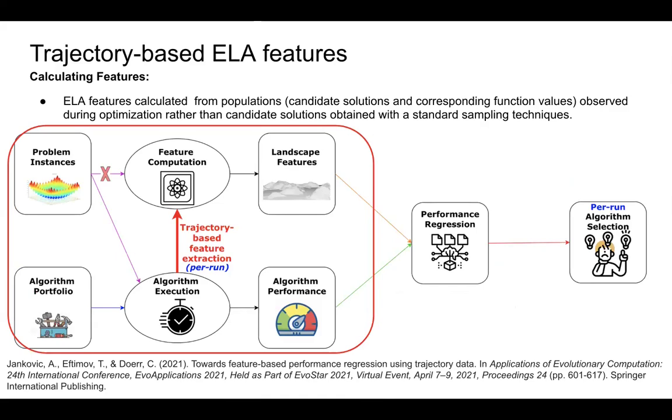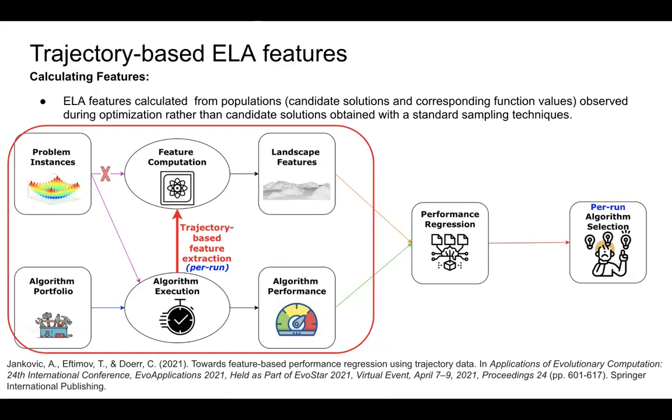You have the problems, you do some sampling, and then you calculate features on the entire space with some sampling. What was done in these trajectory-based ELA features is that you have the problem instance, you run the algorithm till some time step, so some budget you are using to run the algorithm. You collect only the observed solutions by the algorithm, and then you calculate the exploratory landscape analysis features. These are trajectory features, which can be used further to do algorithm selection.